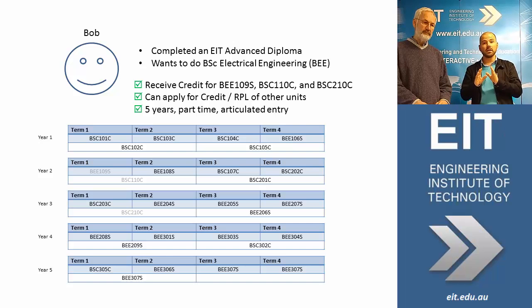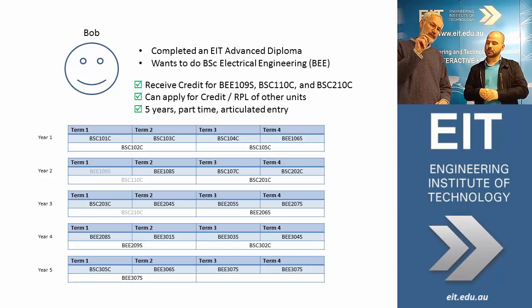Now, Bob has the capability of applying for RPL or credit, but he'll have to indicate which units he would like credit for, and our admissions committee will then assess that and supply Bob with the relevant units that he will get credit for. The onus has to be on you putting together the evidence for us to consider.